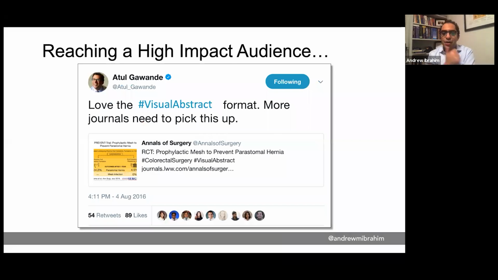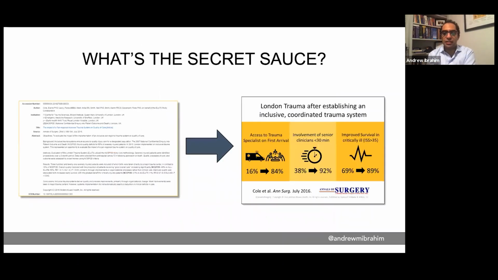And then this also didn't hurt: getting an endorsement for the visual abstract from Atul Gawande certainly helped its adoption. So let me pause for a little bit and just let you take that in.